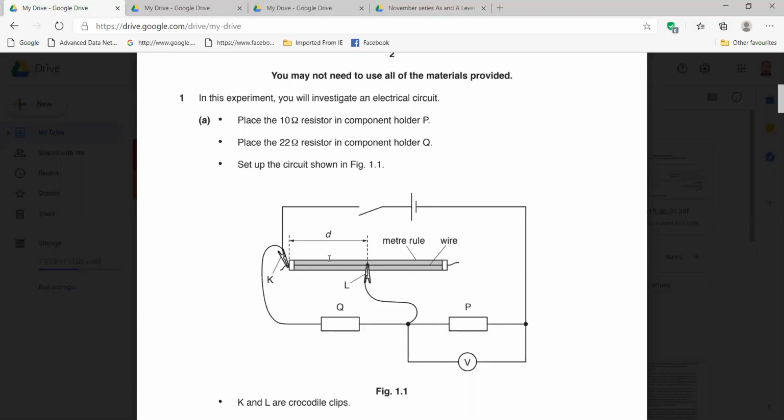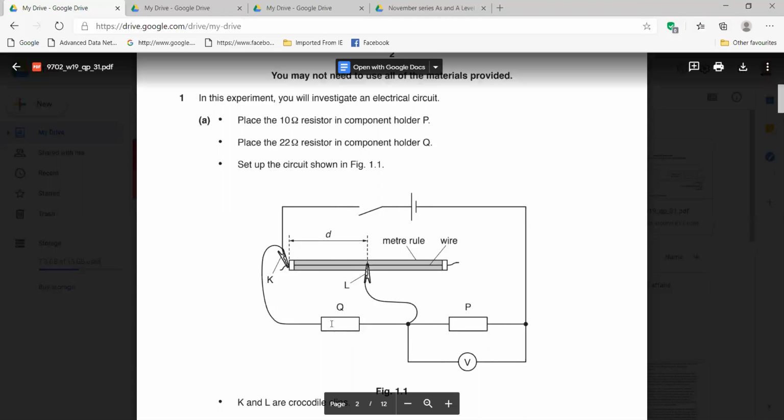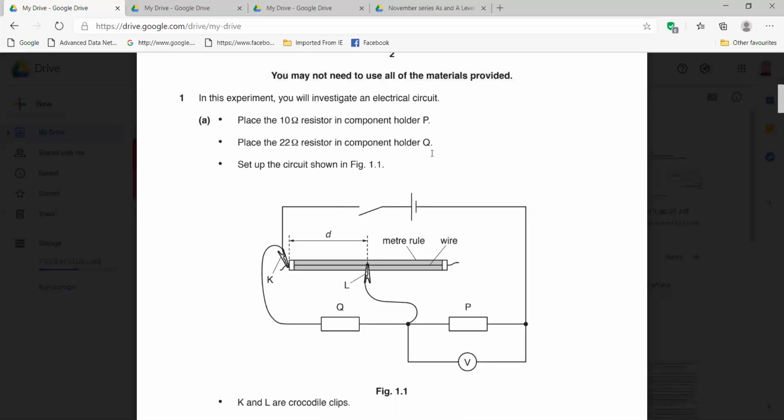The wire is fixed on the meter rule, and the wire is connected with connecting leads and crocodile clips here. We have two resistors P and Q, and they are saying 10 ohm resistor in component holder P, 22 ohm resistor in component holder Q.